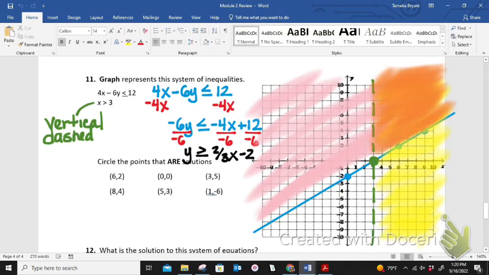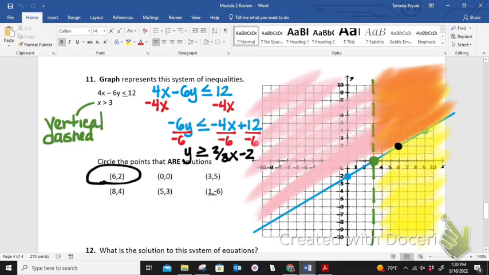Now, numbers that fall on this dashed line, we cannot use. So numbers that fall here, we can't use. Numbers that fall on the solid line, we can use. So let's go ahead and plot these points. If I put the point at 6, 2, so 6, 2 would be right here. See, that is okay, because that point falls on a solid line.